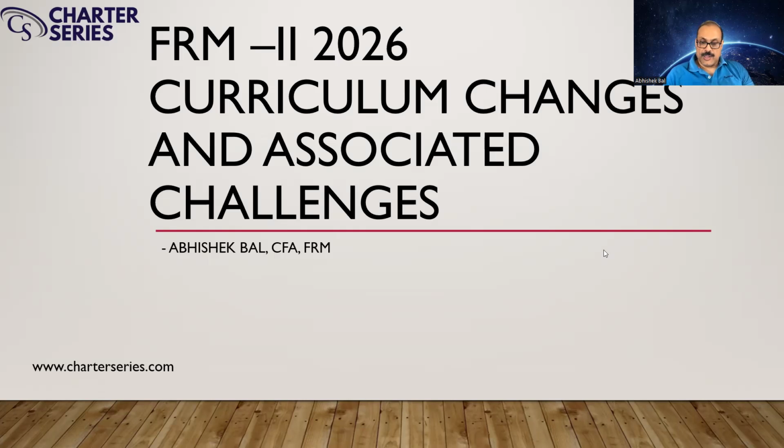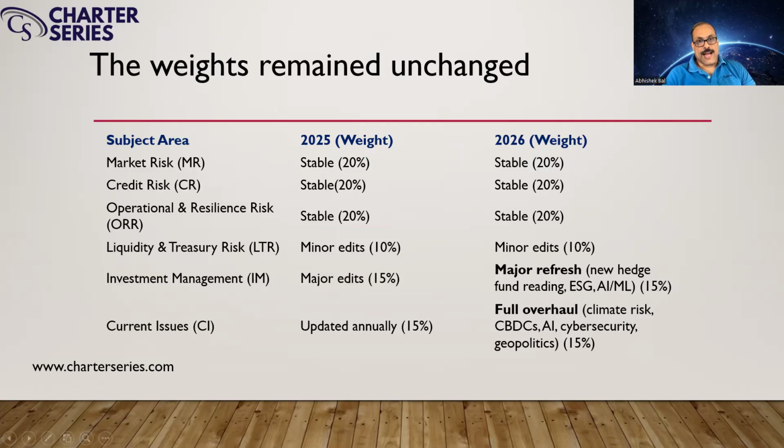So let me tell you that at the core of it, we still have those same six subjects: market risk, credit risk, and operational risk. These are the three core subjects, along with the periphery subjects that compose the liquidity and treasury risk, risk management and investment management, and current issues.